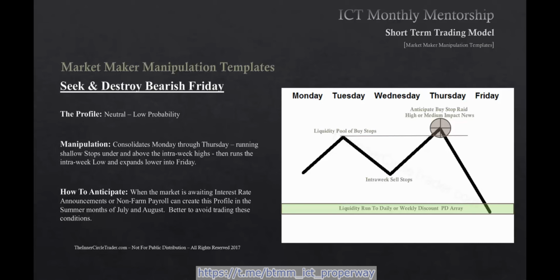We're looking for the market to run to a higher time frame PD array. Okay, and if we see they run the buy stops intra-week and they sink it lower, what we're going to be watching for, not that we're trying to trade it, we're looking for it to trade down into a higher time frame, daily or weekly discount PD array. When that happens, what we're looking for is a potential reversal.